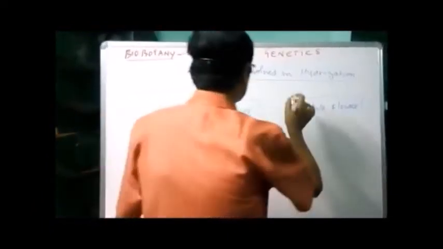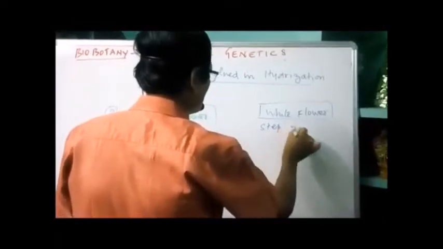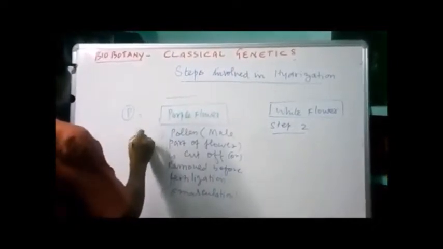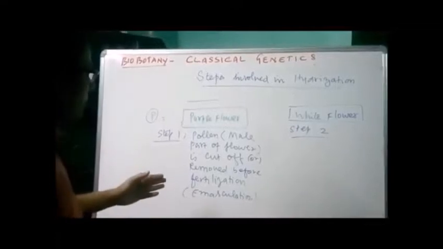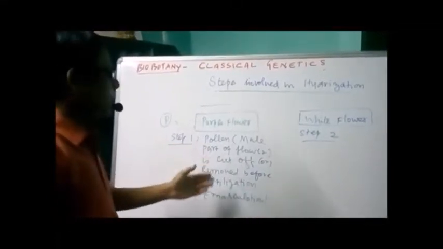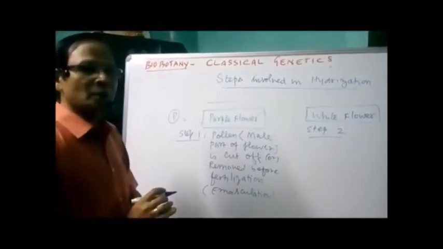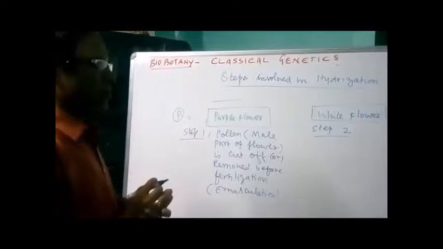This is step 1. The pollen grain, or the anther lobe, is removed from the purple flower, making it free from the male reproductive organ, namely the androecium.